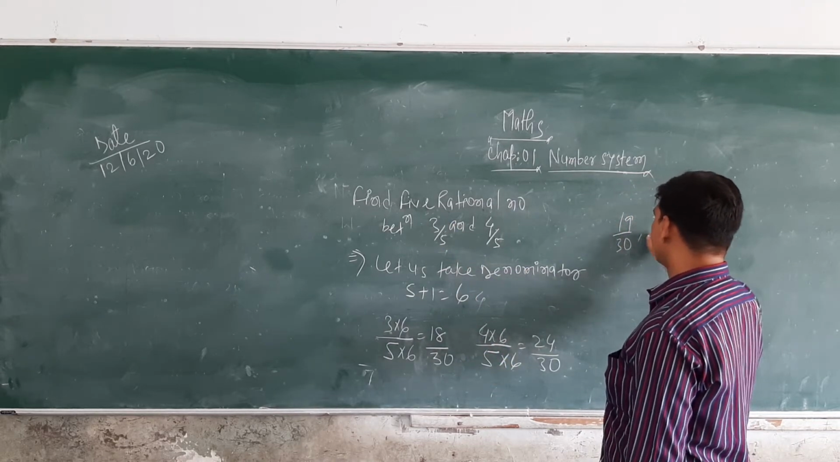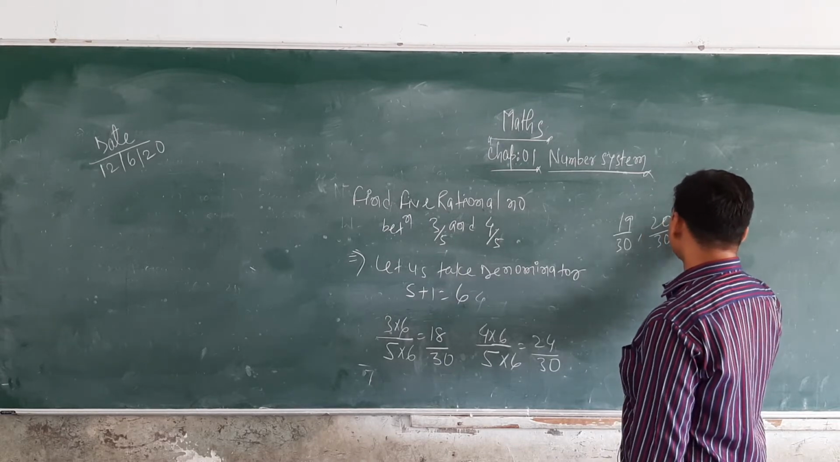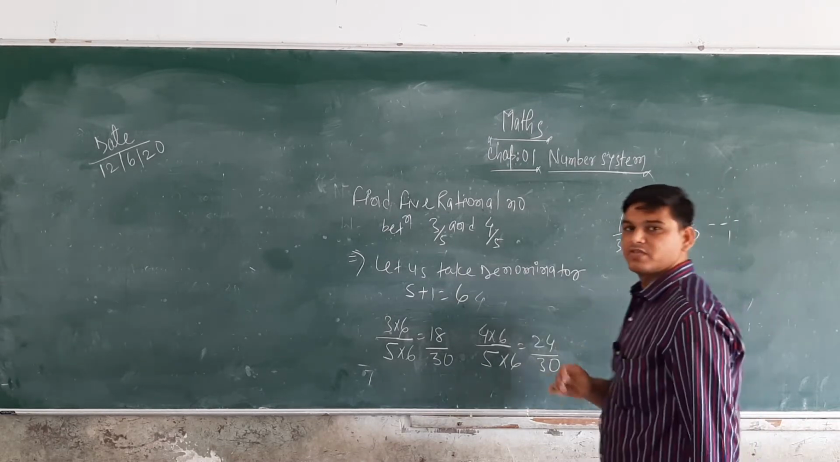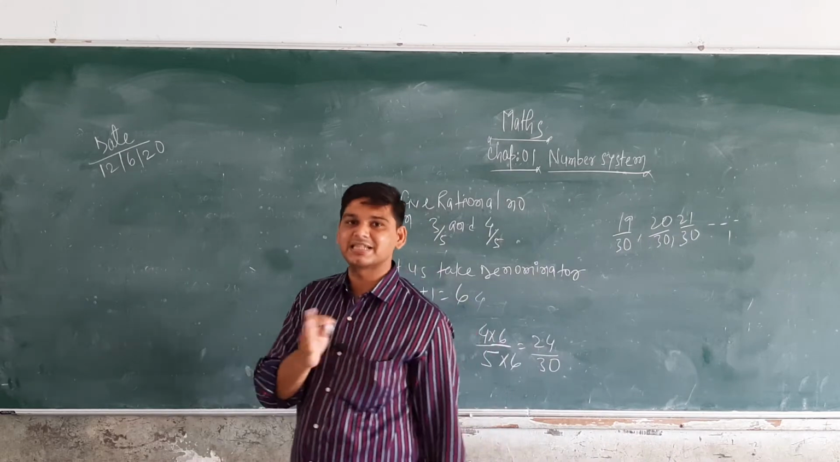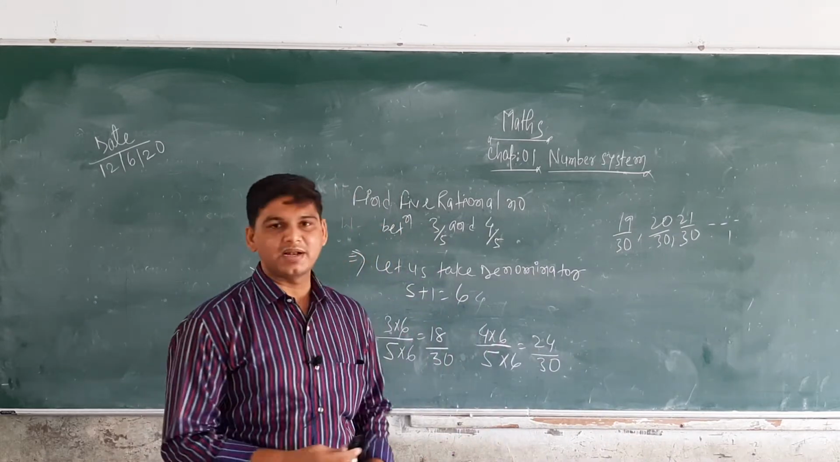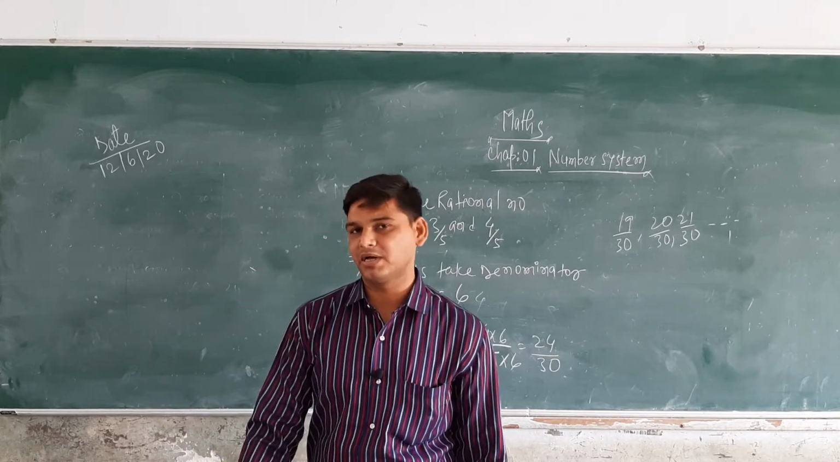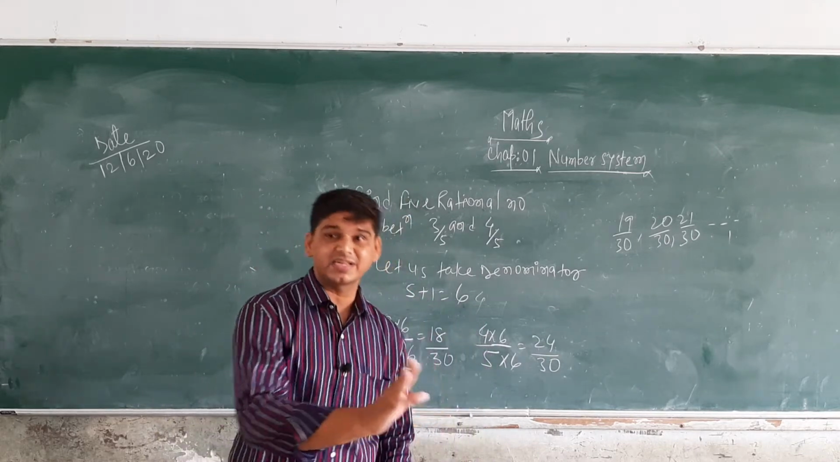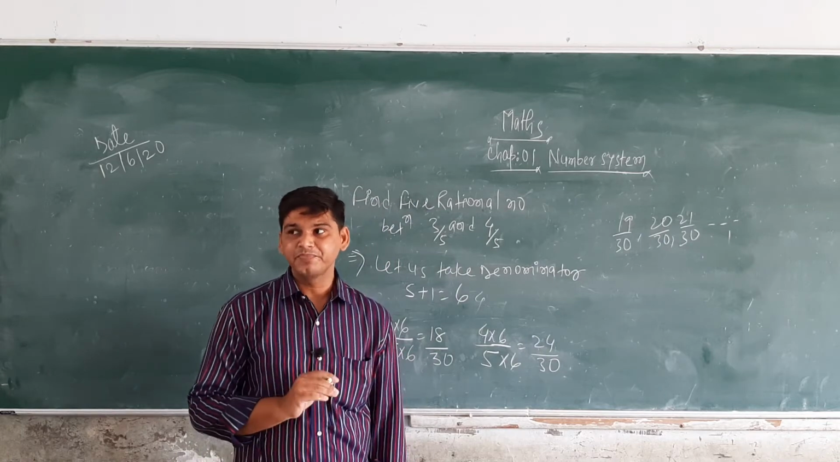20 by 30, 21 by 30, etc. These all are considered rational numbers between the two numbers. Simple. So by using this formula, we can easily find the rational numbers between two numbers. That is what we already discussed in standard 8, right?